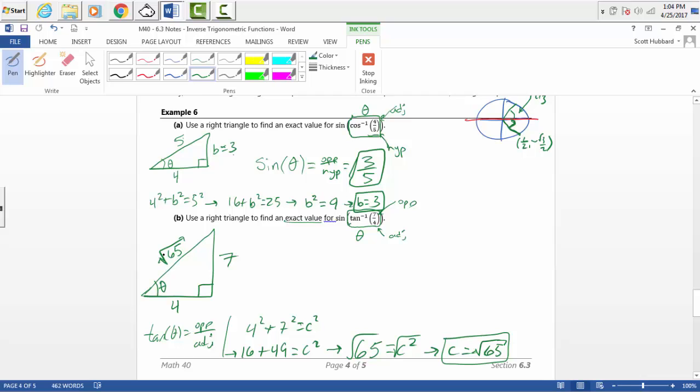Now what that means is that when we want to find sine of the angle, because remember this is an angle now, it's just going to be opposite over hypotenuse. So that's going to be 7 over root 65.